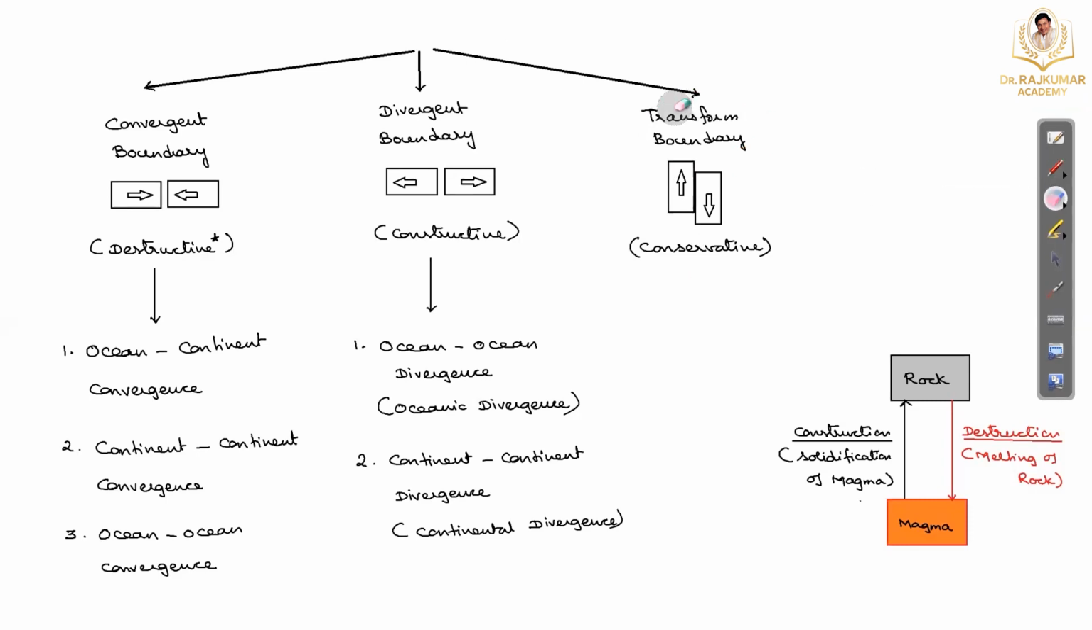So somewhere I said these three boundaries we have made into six boundaries, and we started discussing each and every boundary in detail, right? I also said that ocean-continent convergence is the one which will take more time for analysis, because while discussing this ocean-continent convergence, we'll understand the process called subduction.